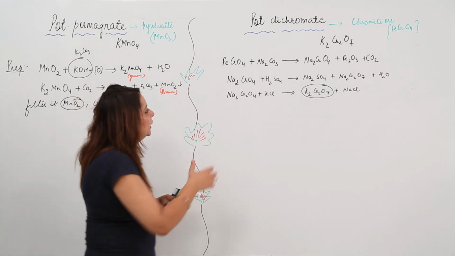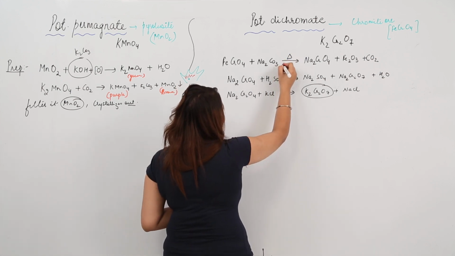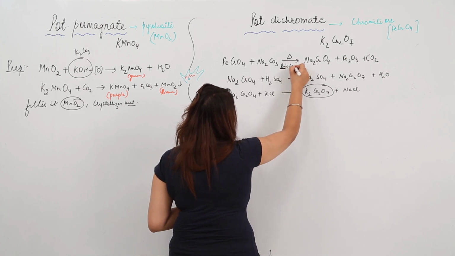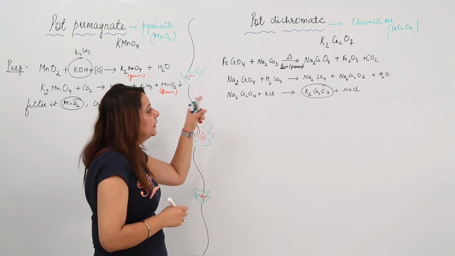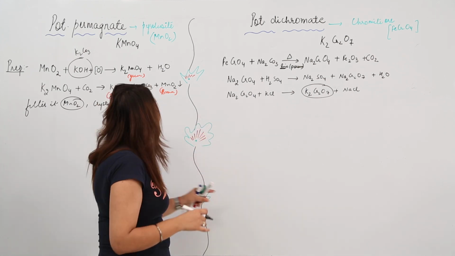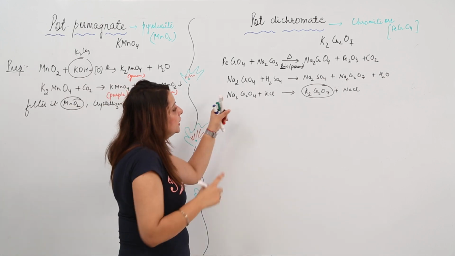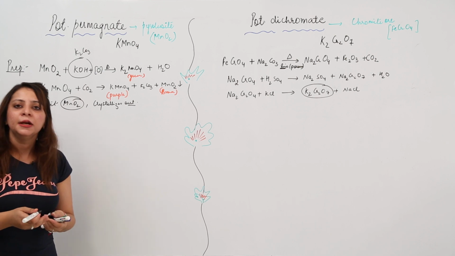When heating, we add a little amount of lime also, because it keeps the chromite ore porous so that a better reaction can take place. It is heated on a hearth, in a furnace. So this is how we can prepare potassium dichromate, and here we can prepare potassium permanganate.